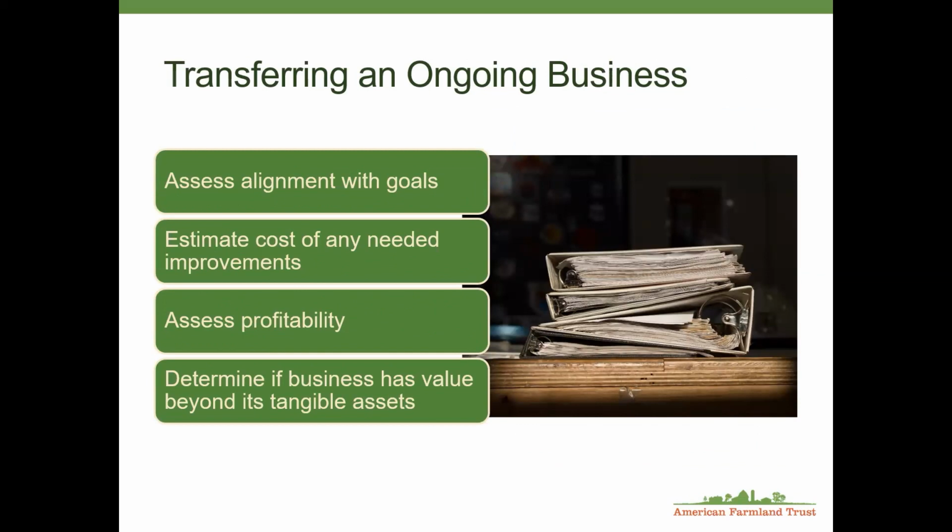Transferring an ongoing business is more complicated. If you're involved in a transfer that includes the business, be sure to assess whether the existing business matches your incoming goals as a farmer. For example, if you as an incoming farmer want to grow a different crop, like converting from raising milk to raising vegetables, there may be a mismatch.